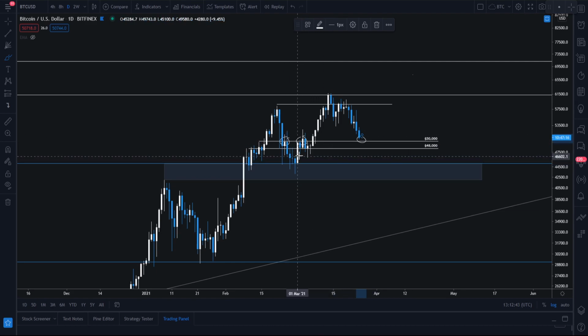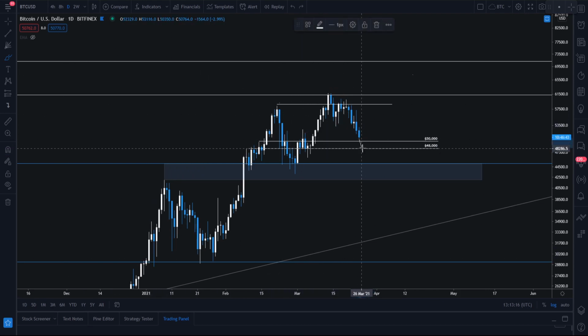Because when we had this pullback in late Feb, we never actually broke above the 55,000s with strong confluence. We sort of had this zone here, but price broke down so quickly there was no real time to accumulate and gain some momentum. Now price is above this 50,000 level. We really need to see bulls step in here and give us some really strong support on the daily and the weekly close.